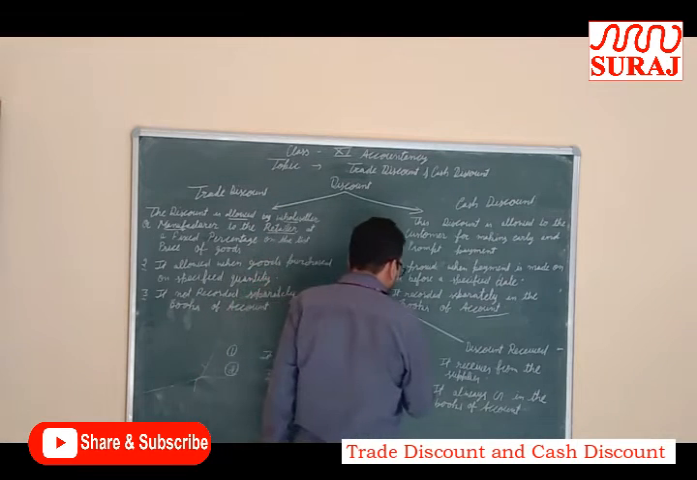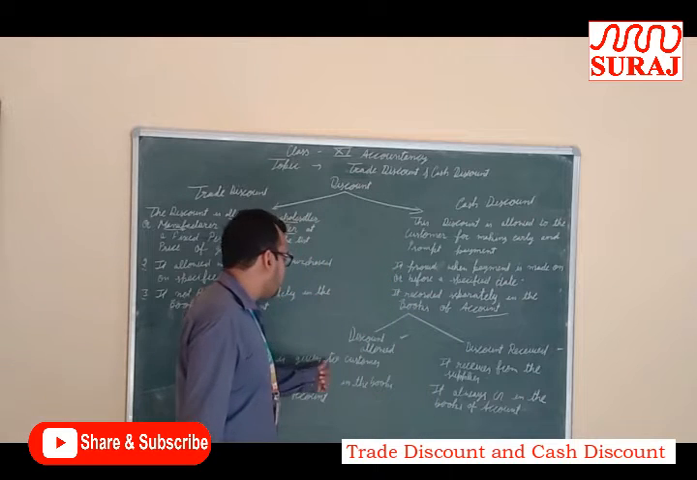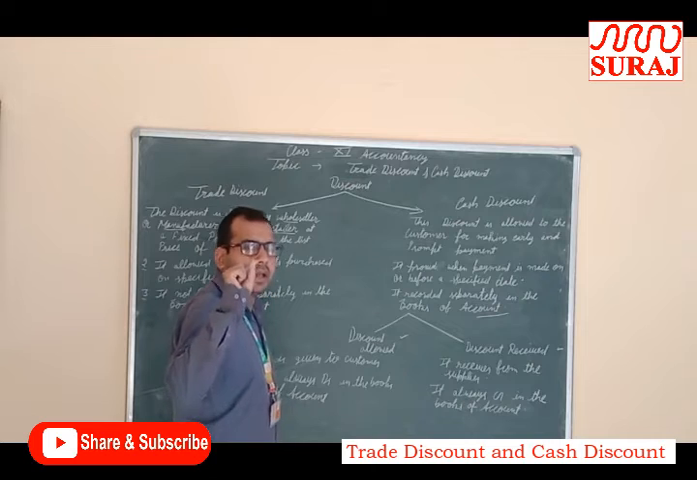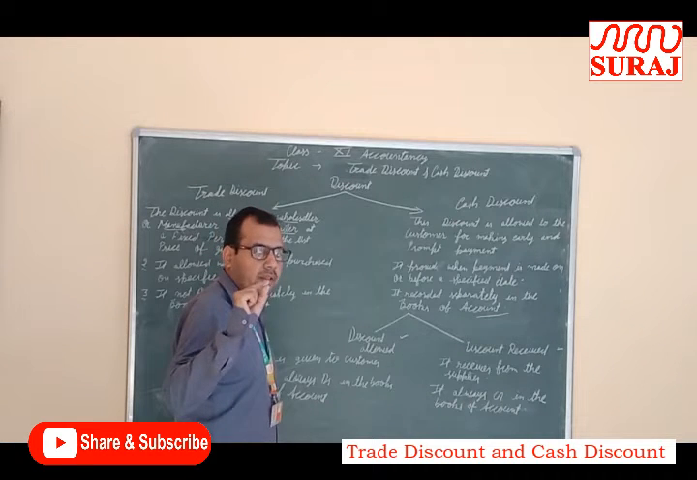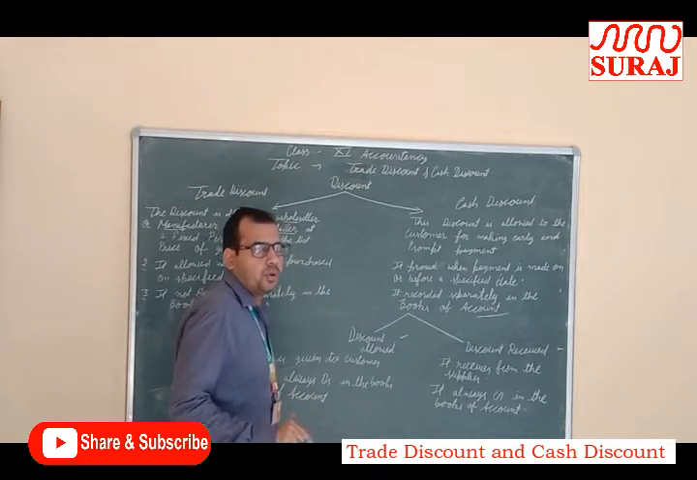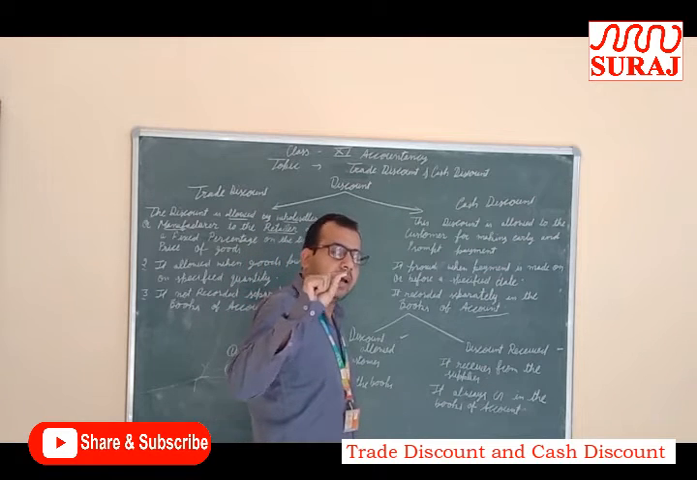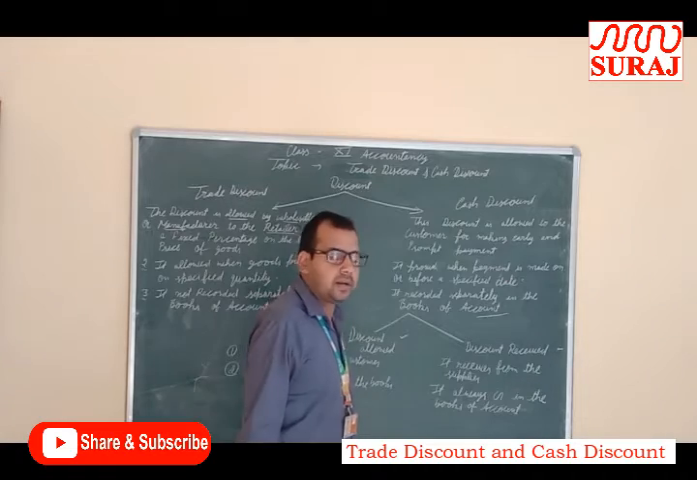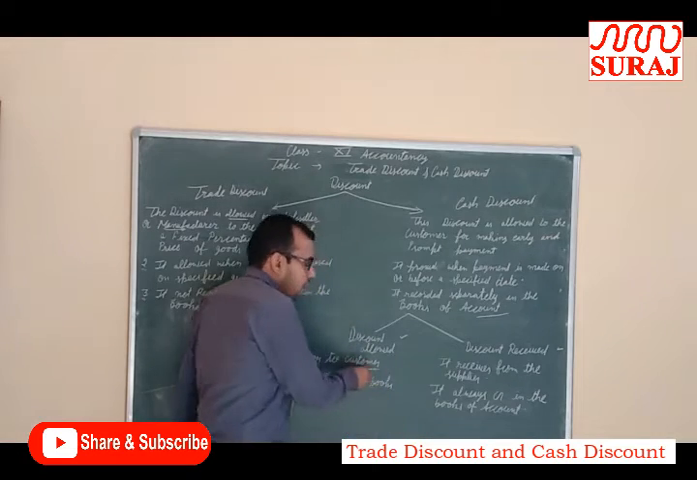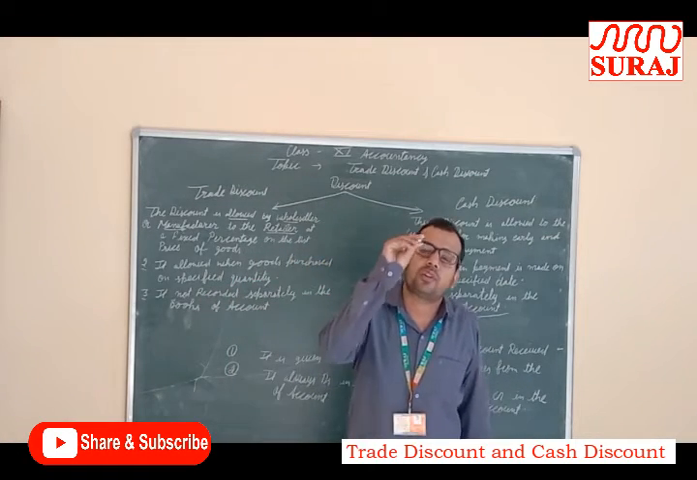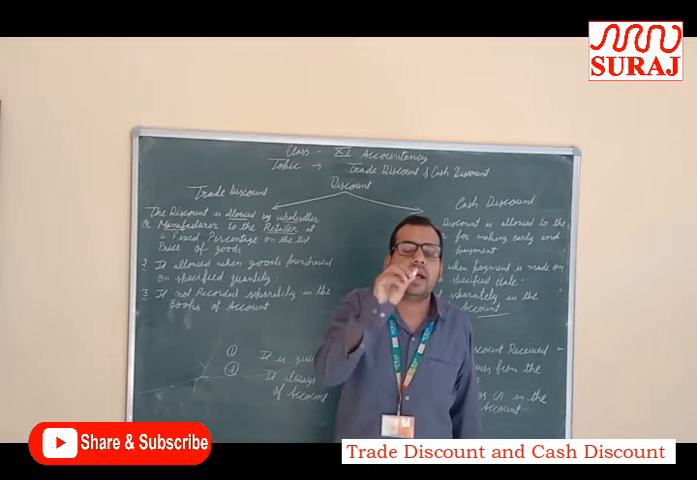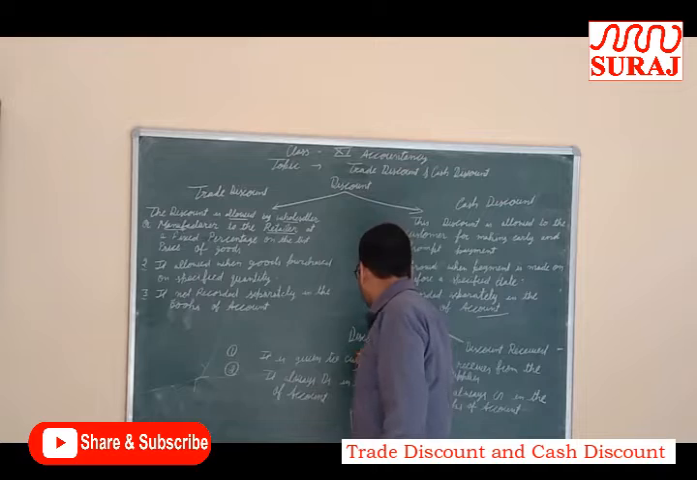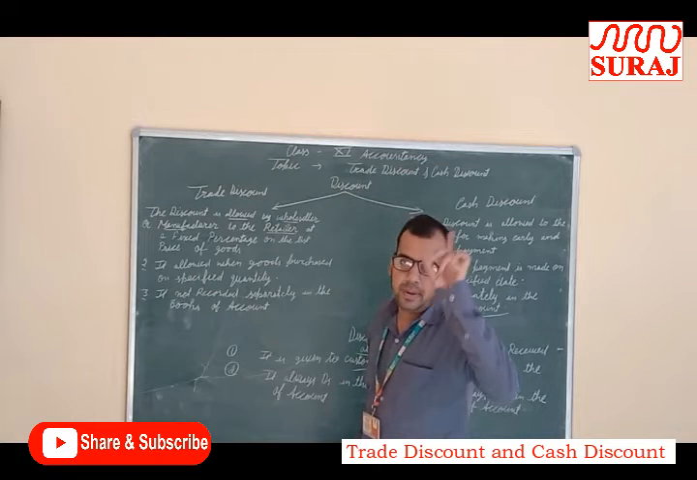Discount allowed is given to the customer. When a seller charges less than the due amount from the customer, that is the discount allowed. It means he charges a lesser amount. It is an expense for the seller, and for an expense, discount allowed is debit.